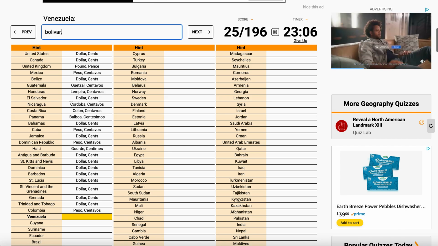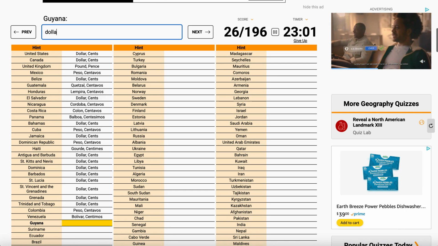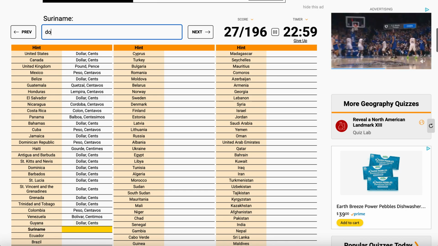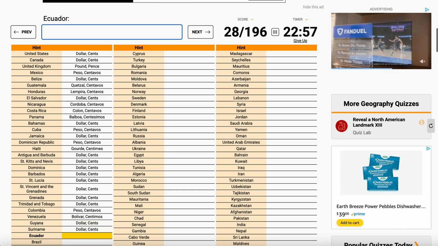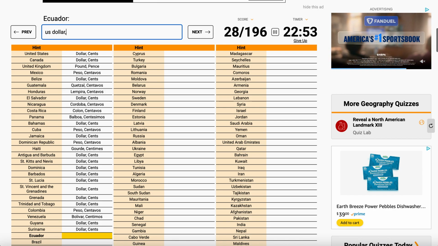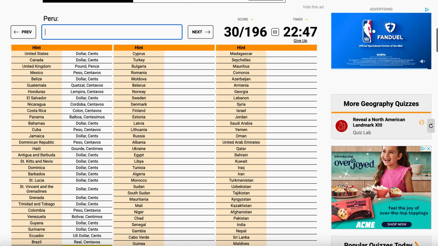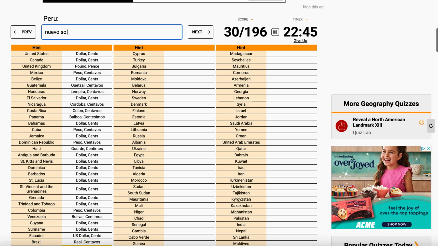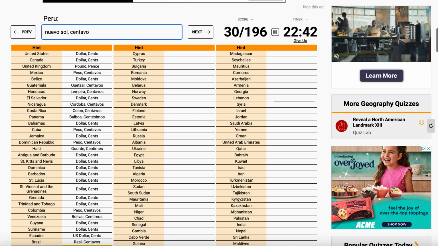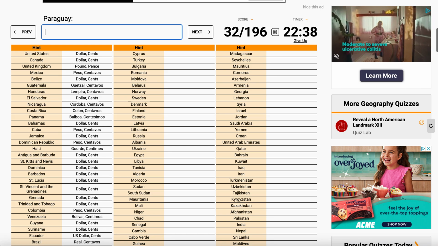Venezuela uses the bolivar, divided into centimos. Guyana uses the dollar cents. Suriname, dollar cents. Ecuador uses the US dollar, and that is divided into cents. Brazil uses the real, divided into centavos. Peru uses the Nuevo Sol, divided into centavos. Bolivia uses the Boliviano, divided into centavos.